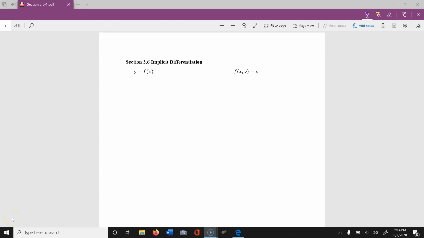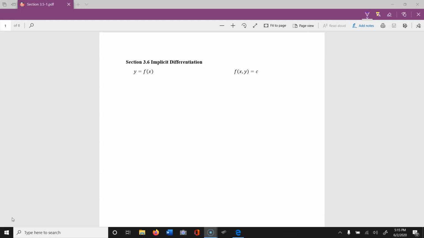Okay, welcome to section 3.6. Here we're going to talk about implicit differentiation. So this is yet another technique for differentiating relations, functions, and the like.